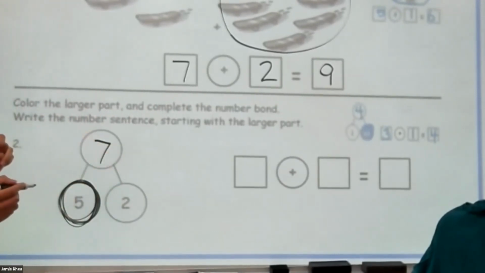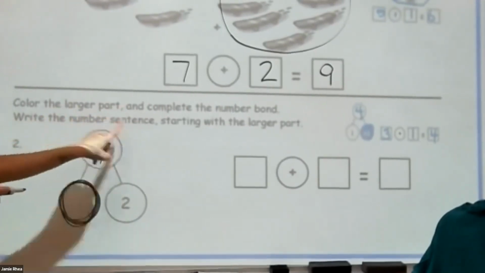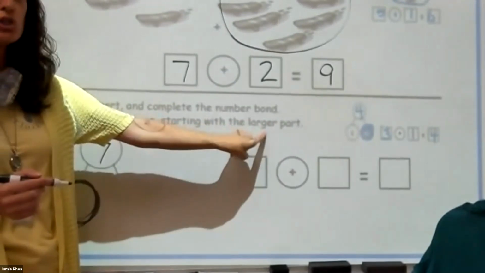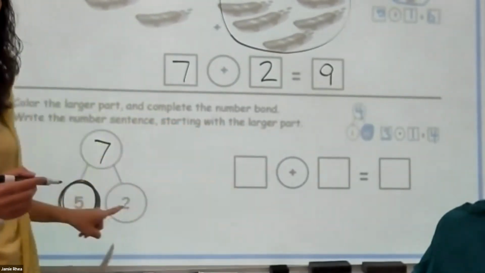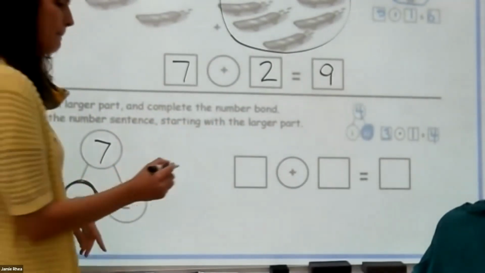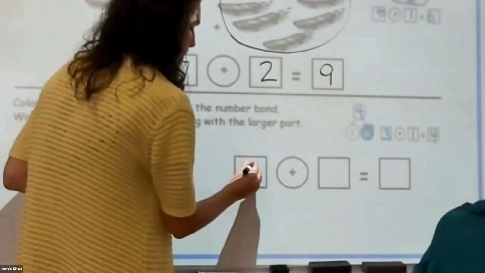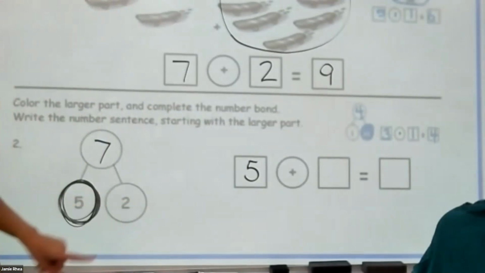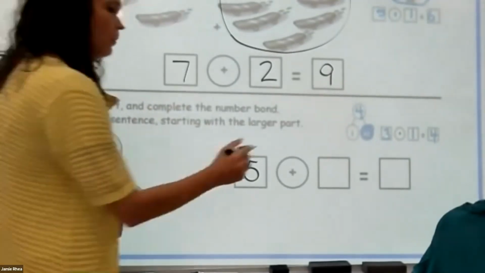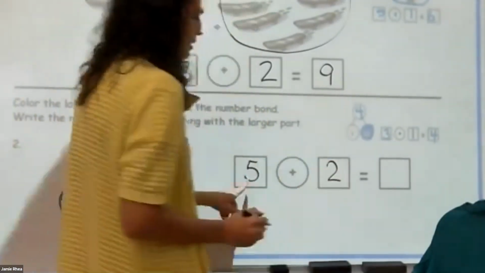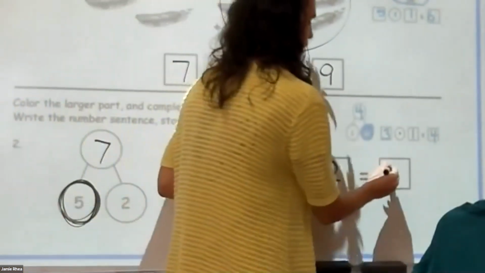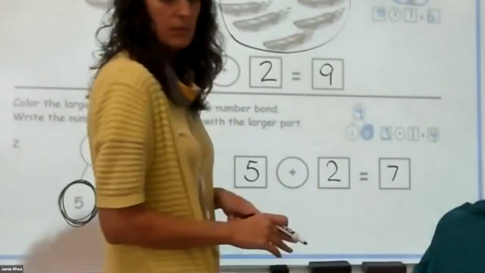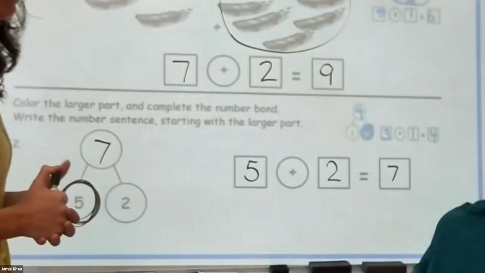7. Good. Now we're not done, because now it wants us to write the number sentence starting with the larger part. So what number is going to come first? My 5. What number comes next? My 2. And we know if we have 5 and add 2 more, that gives us a total of 7. Okay? So let's keep looking.